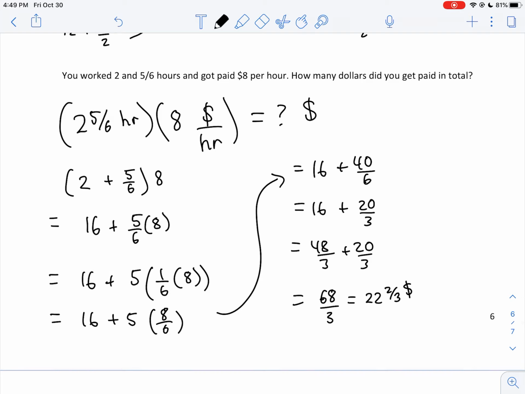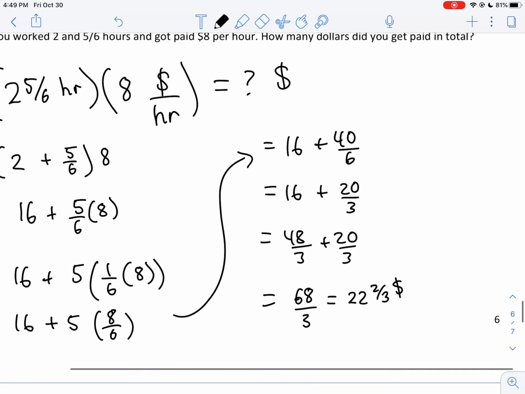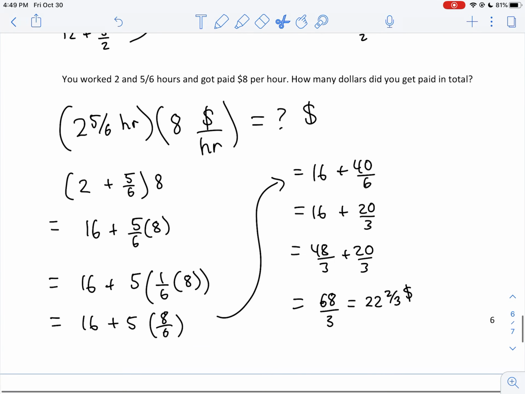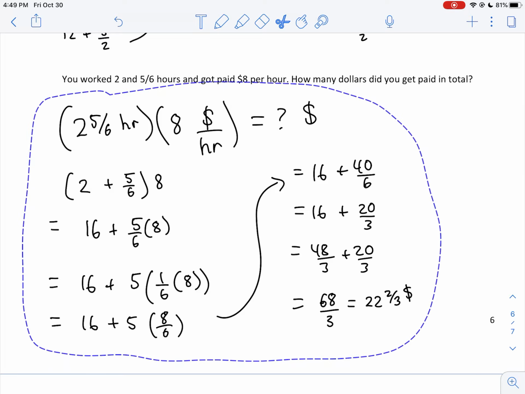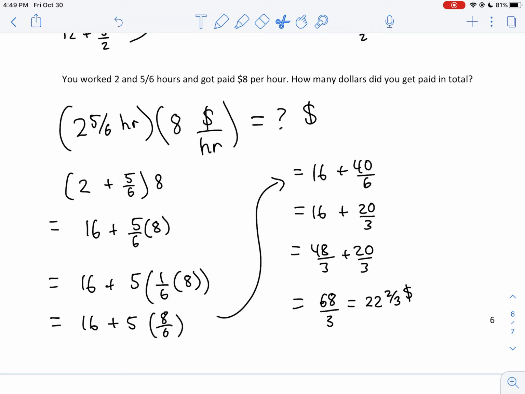All right, so that's how much money you made when you worked 2 and 5/6 hours at $8 per hour. Notice it's less than 3 hours, so your final answer should be less than $24, which it is, right? 22 and 2/3. Let me shrink this down a little bit and then show you the other way to do this, and we'll call this lecture done.